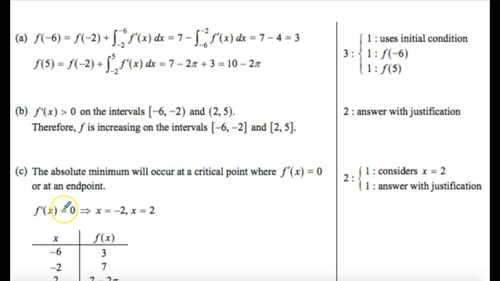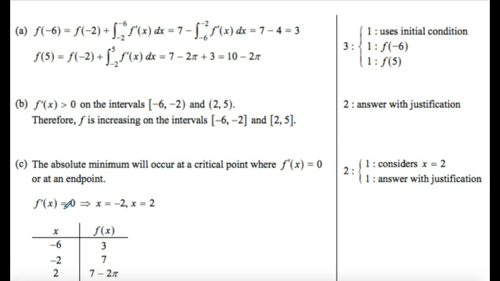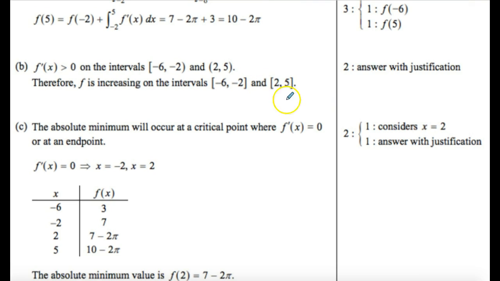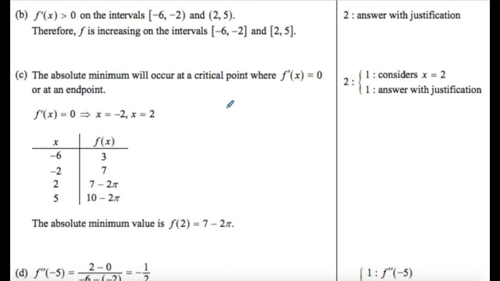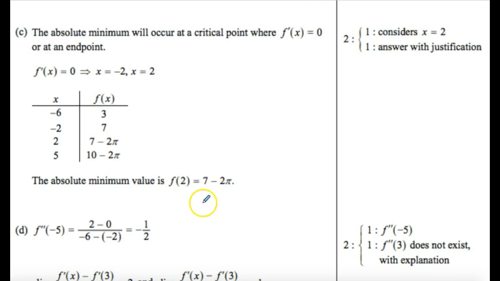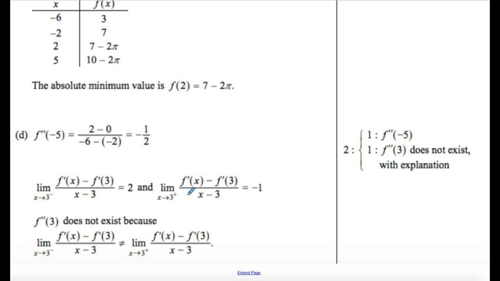All right. So here's the scoring rubric. We can see that part A was worth 3 points. 1 point just for using the initial condition, and then another point for each of the correct answers. B was worth 2 points, showing our intervals. Part C was actually only worth 2 points, considering our 4 values and then our answer that the absolute min occurs at f of 2. And then D was worth 2 points, finding that f double prime of -5 is -1/2, and finding that f double prime of 3 does not exist.